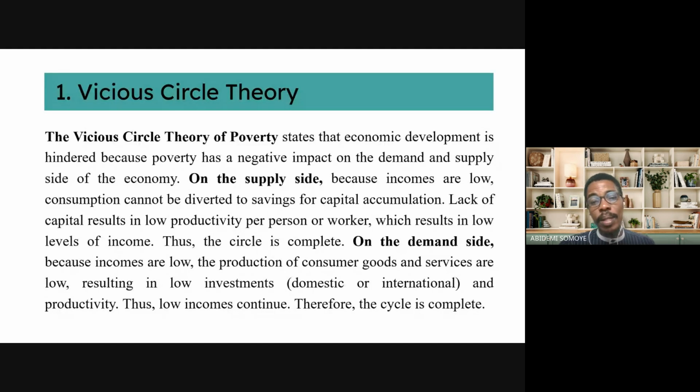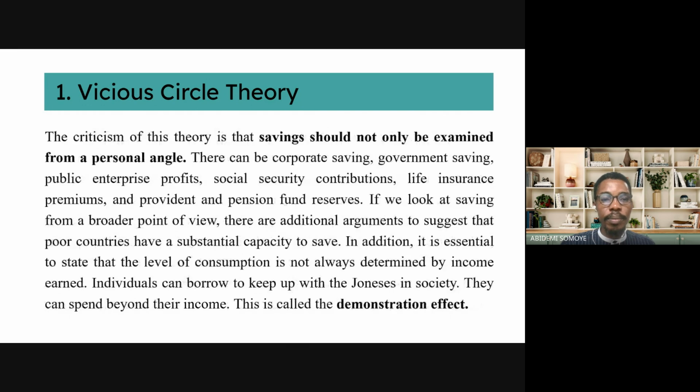Now, what about the demand side? On the demand side, because incomes are low, the production of consumer goods and services is low. Because if people don't have money to buy goods or afford services, of course, the businesses will almost close up because they wouldn't produce. That results in low investment, domestic or international, and low productivity. These low incomes continue, therefore, the circle is complete.